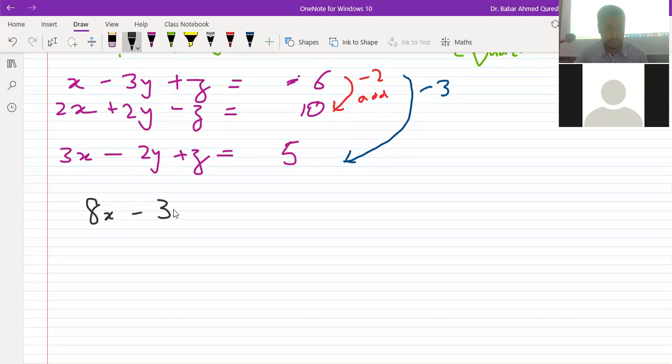8y minus 3z is equal to 22. Because I had a minus 6 here, multiplied with minus 2, you get a 12, and you add it to 10, you get 22. Then I have 7y minus 2z equals 23. So you got two equations. Now, in these equations, this is not x, this is y.